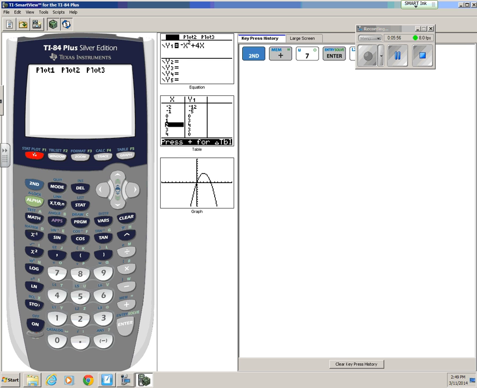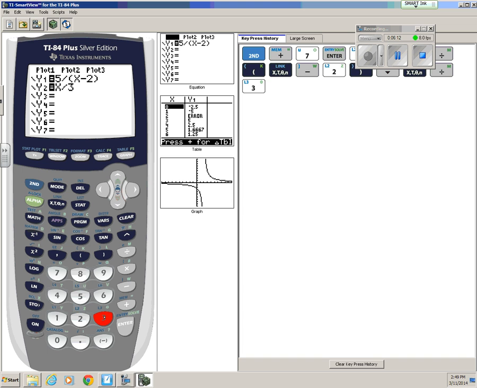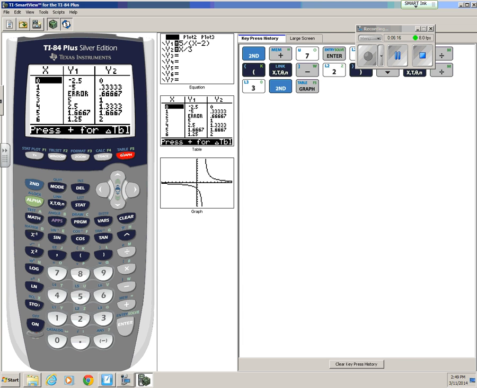So let me just do second plus sign 7, enter 2. Okay, I'm going to go to y equals. The left-hand side of that problem was 5 divided by, parenthesis, binomial, x minus 2. Okay, that was the left-hand side. The right-hand side was x divided by 3. What I'm going to do is go to my table of values, and I'm going to start looking for where the y values are the same.